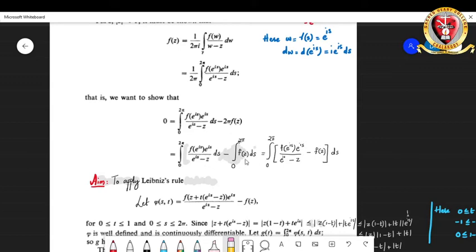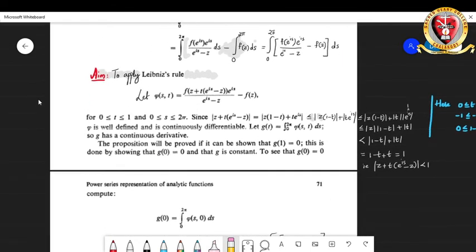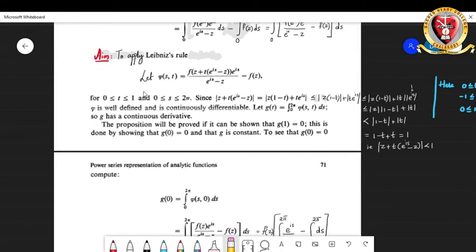So you can rewrite it like this, and then you are taking the integral out because of the property of the integrals. That is equal to the integral from 0 to 2π of f(e^{is}) times e^{is} divided by (e^{is} − z) minus f(z) ds. Now our aim is to apply the Leibniz rule as we proved in the earlier video lecture.